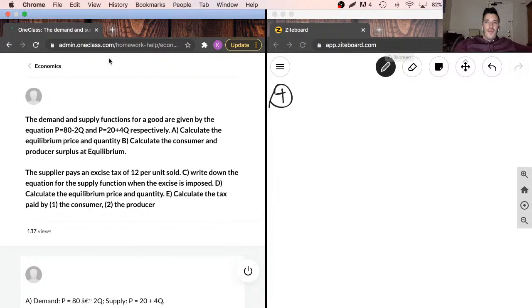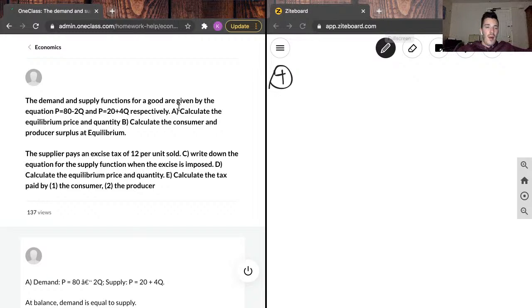Question 4 reads, the demand and supply functions for a good are given by the equation P equals 80 minus 2Q and P equals 20 plus 4Q respectively. Part A reads, calculate the equilibrium price and quantity, and part B reads, calculate the consumer and producer surplus at equilibrium. The supplier pays an excise tax of 12 per unit sold. C, write down the equation for the supply function when the excise is imposed. D, recalculate the equilibrium price and quantity. And E, calculate the tax paid by 1, the consumer, and 2, the producer.